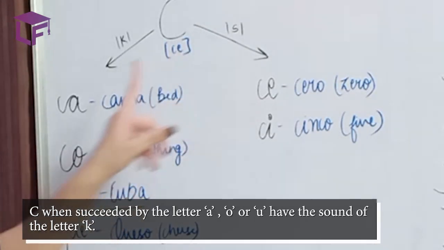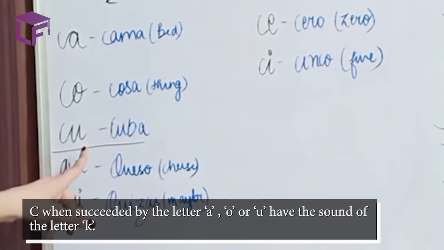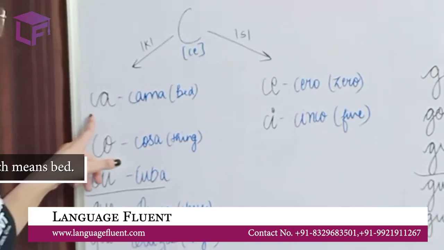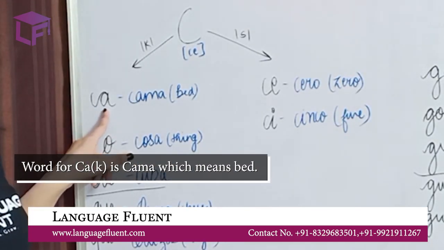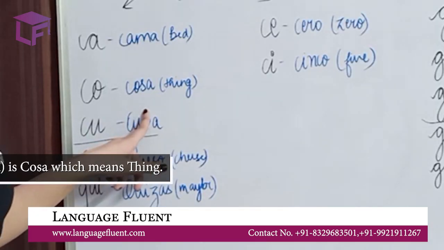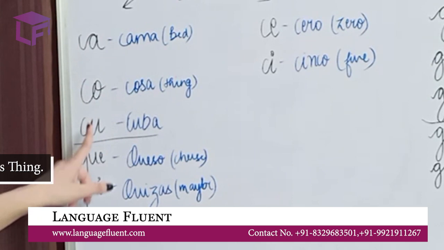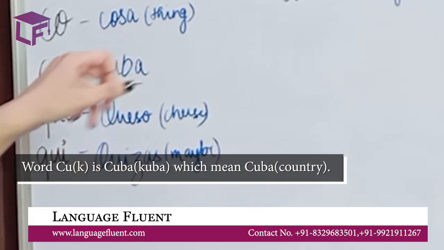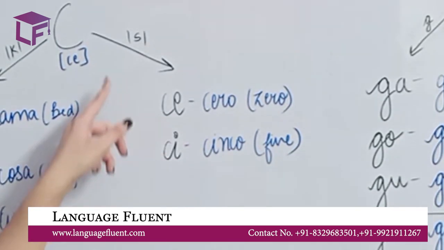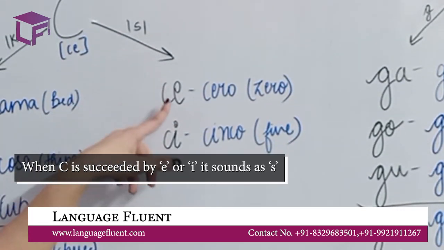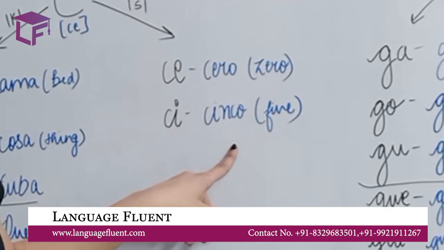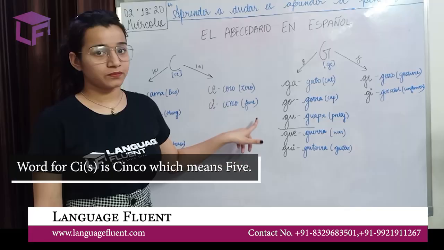C, when succeeded by the vowels A, O or U, has the sound of the letter K. For example, Ca becomes Ka de cama, which means bed. Co de cosa, which means thing. Cu de Cuba. And when succeeded by the vowels E or I, the sound is the same as that of the letter S, como se de cero, which means 0. Ci de cinco, which means 5.